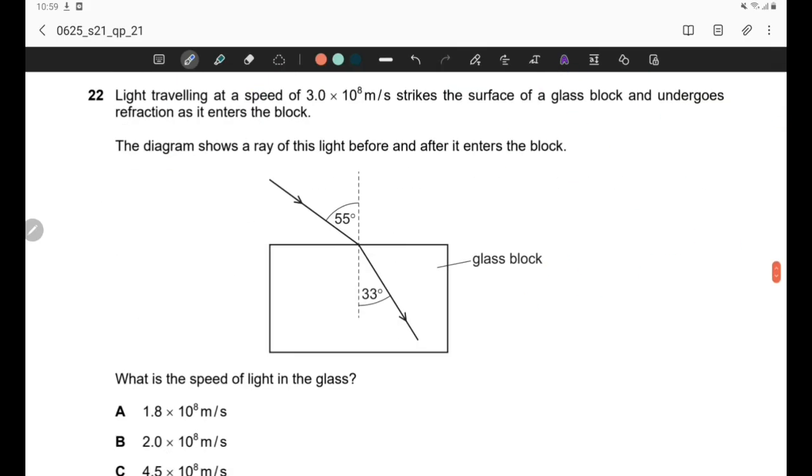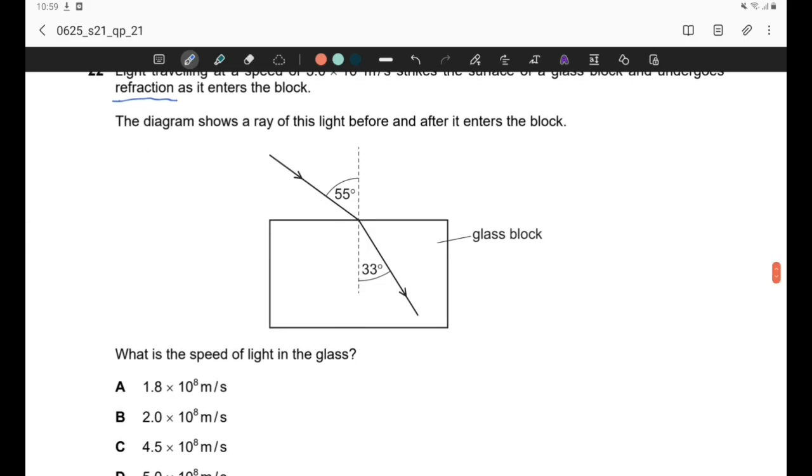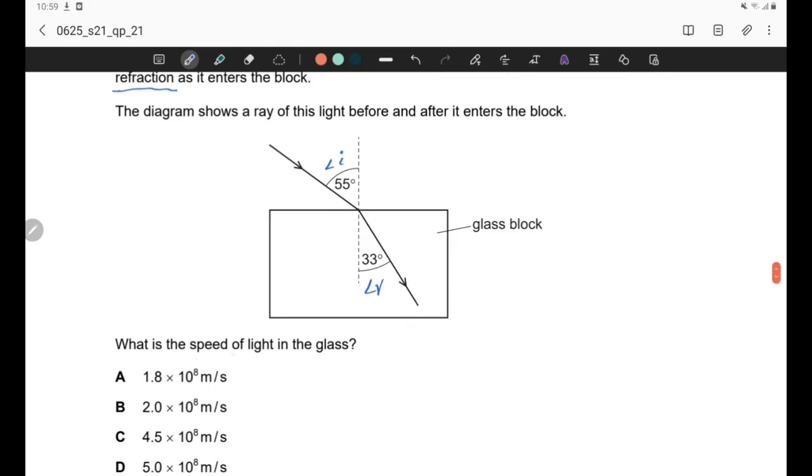Question 22. Light traveling at a speed of 3 × 10^8 meters per second strikes the surface of a glass block and undergoes refraction as it enters the block. The diagram shows a ray of this light before and after it enters the block. So we are provided with the angle of incidence and angle of refraction. We need to calculate the speed of light in glass.